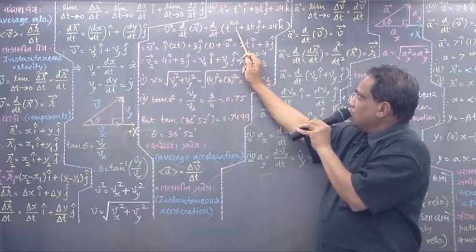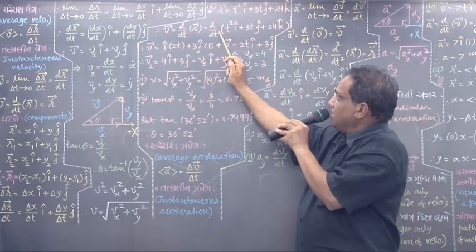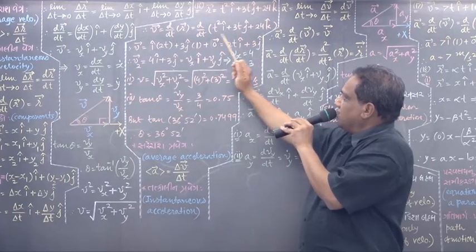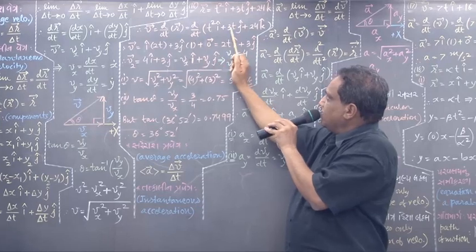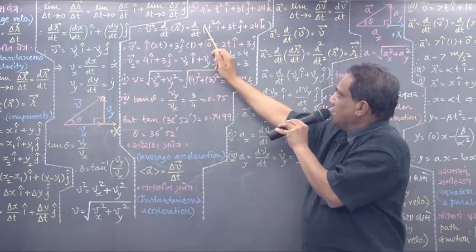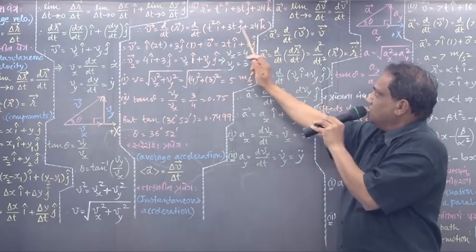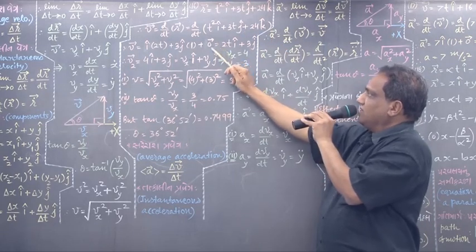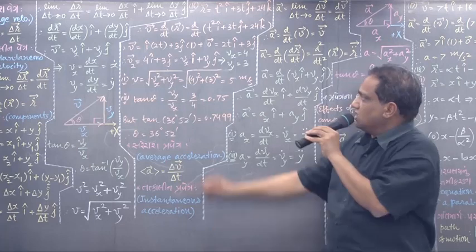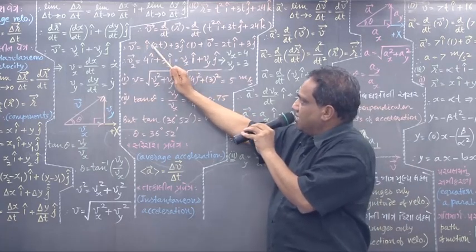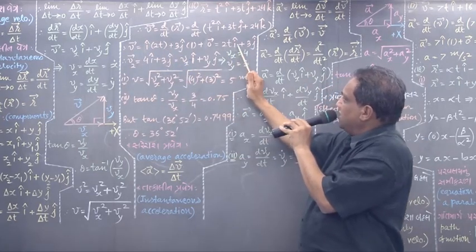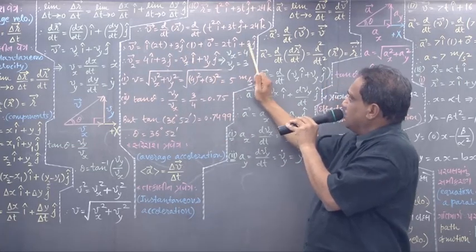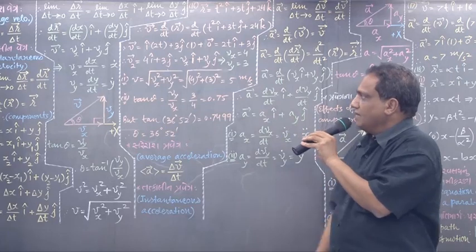Now, i hat is constant. d by dt of t square is 2t. 3 j hat is constant. d by dt of t is 1. Derivative of a single constant term is 0. But because it is a vector here, I should add a 0 vector. So now it is 2t i hat plus 3 j hat.